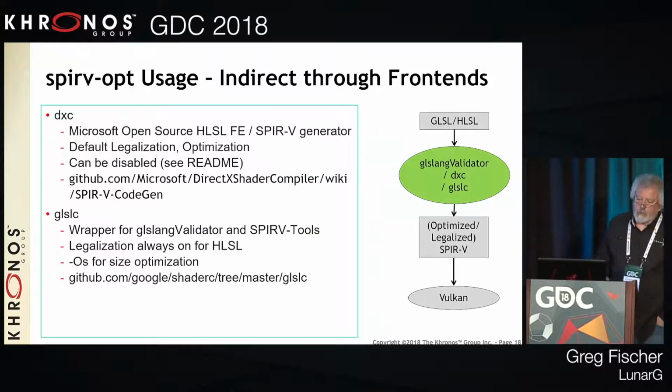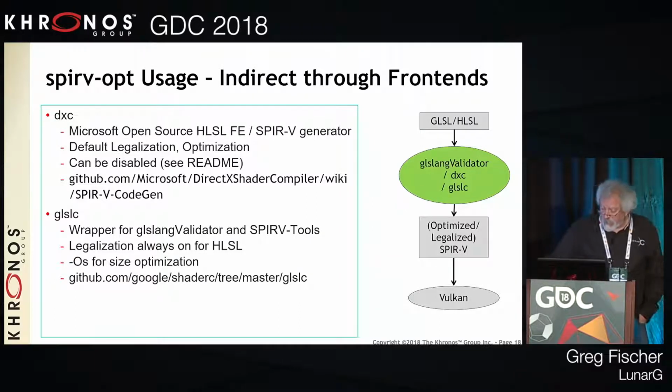And with the new DXC front end, which I think people will be talking about in just a little bit, we do have default legalization and optimization already, and those can be disabled. And also the GLSLC wrapper for glslang validator and SPIR-V tools also does legalization by default and has an option for size reduction.